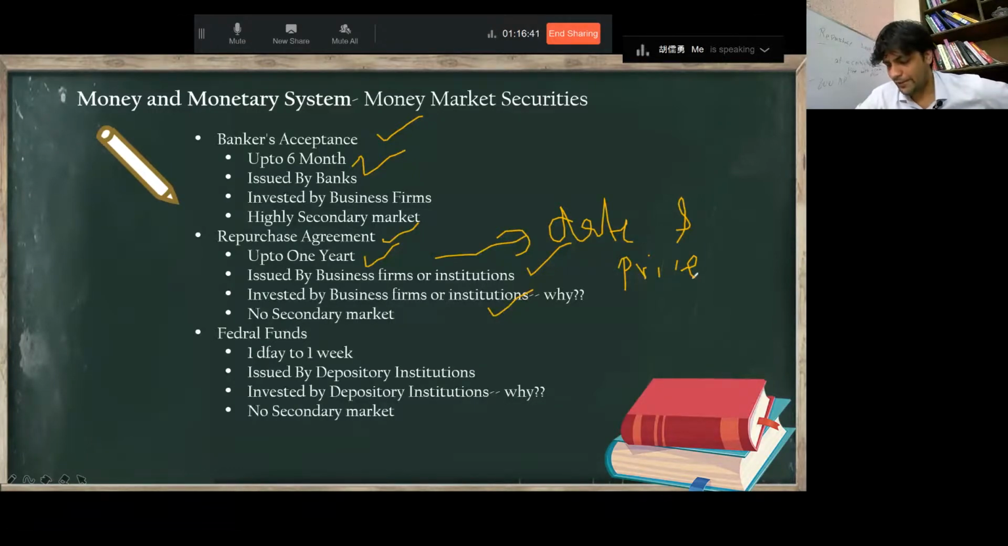And similarly, last, we have federal funds. In the US, it's really common. Its maturity is up to 1 week. And remember, it's from one depository institution to another depository institution. Federal funds also have no secondary market. So these are short-term loans of up to 1 week by one depository institution to another.